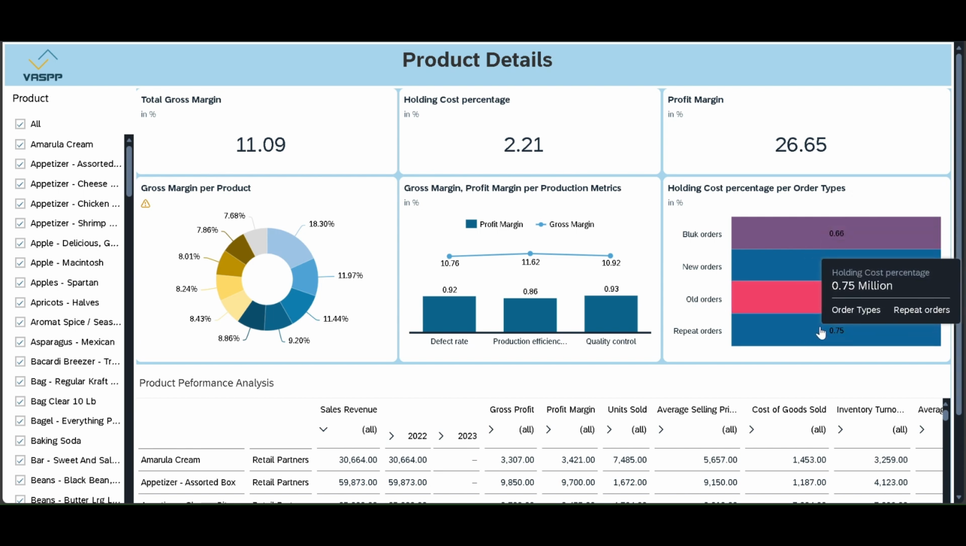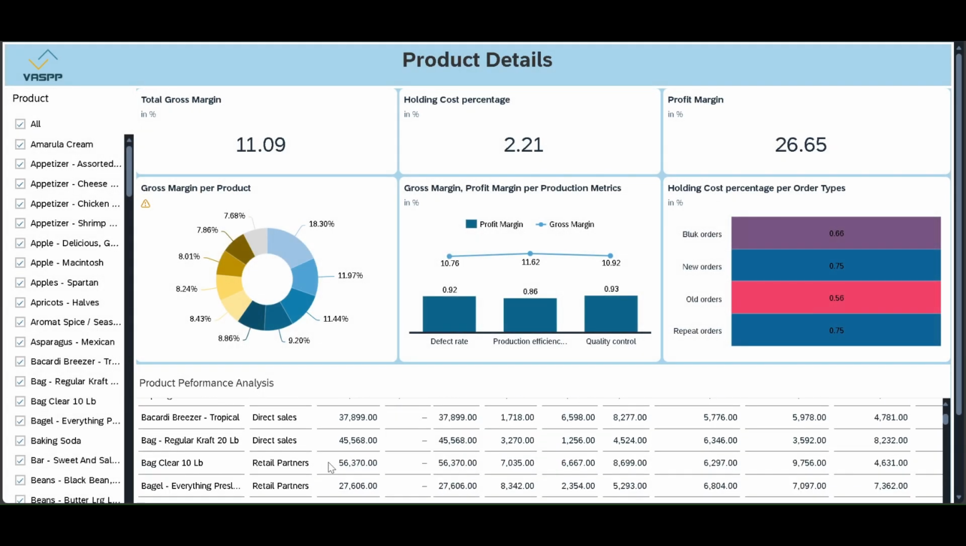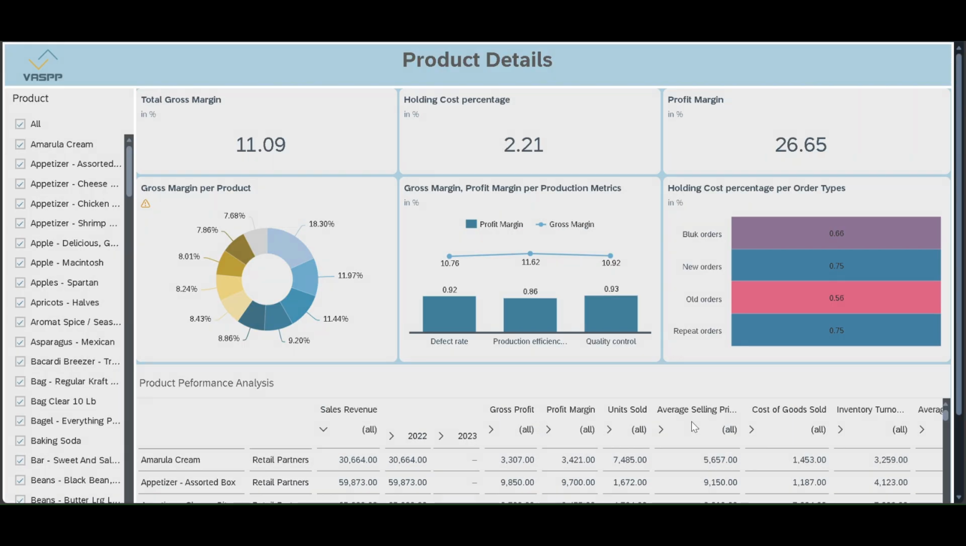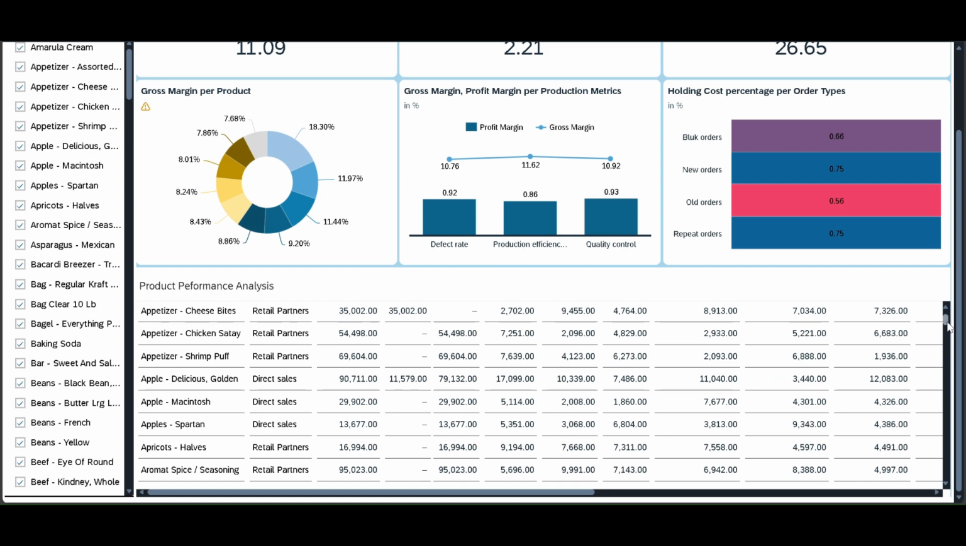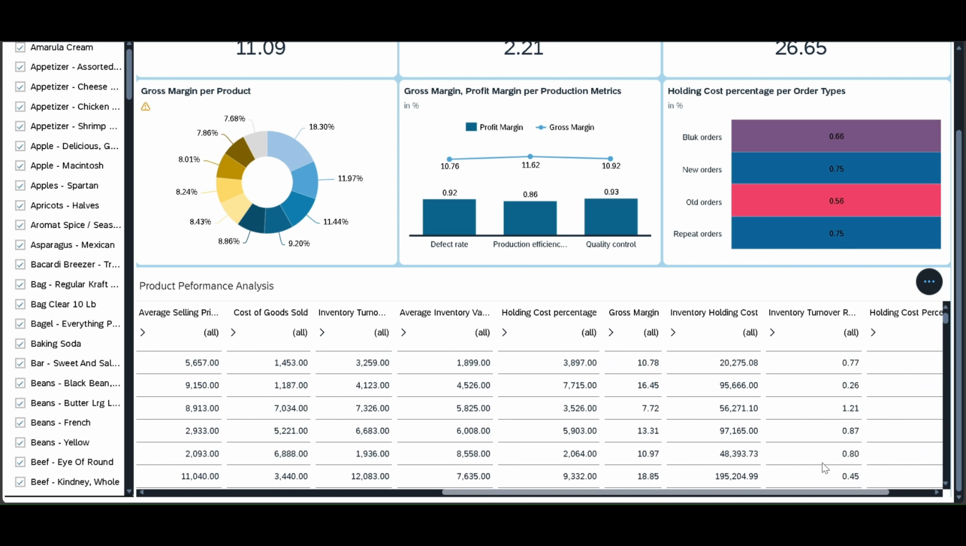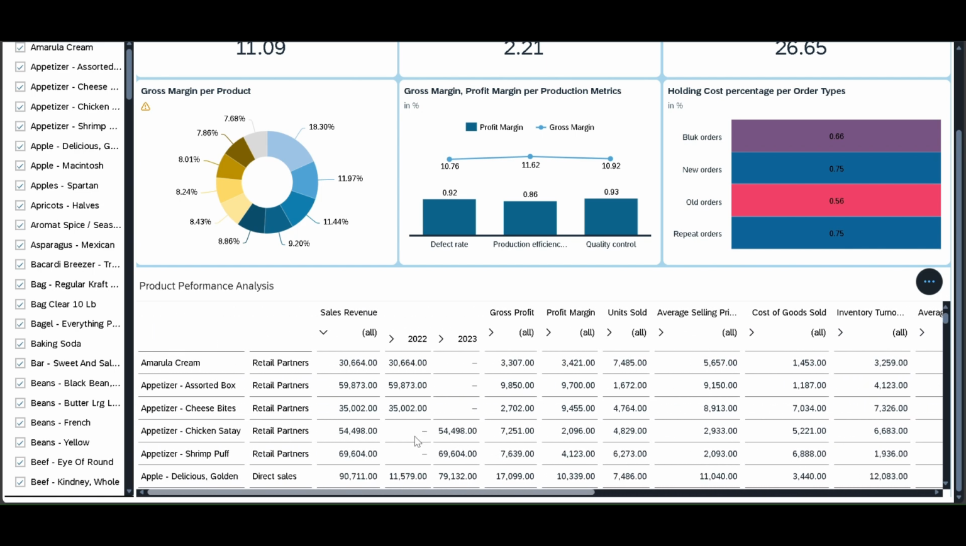This detailed table brings everything together, product by product values for sales revenue, gross profit margin, units sold, selling prices, inventory turnover, average inventory value, holding cost percentage. This is the definitive tool for product managers, finance teams, and operations leaders to make data-backed decisions.